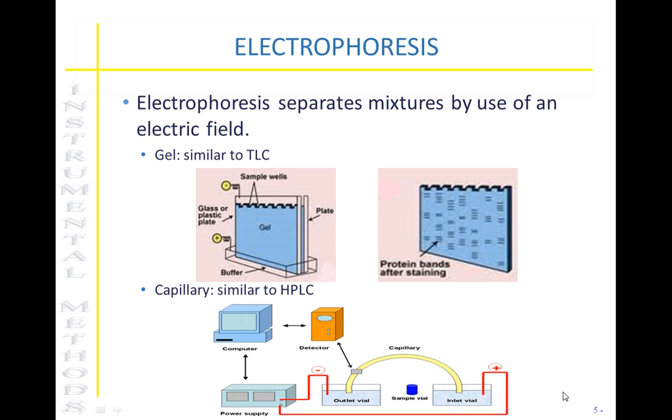The final chromatography method is electrophoresis. Electrophoresis separates materials by use of an electric field, and this could be done through two different methods, either by taking advantage of a gel or by taking advantage of a capillary. The gel techniques are very similar to thin layer chromatography. The capillary technique is very similar to HPLC.